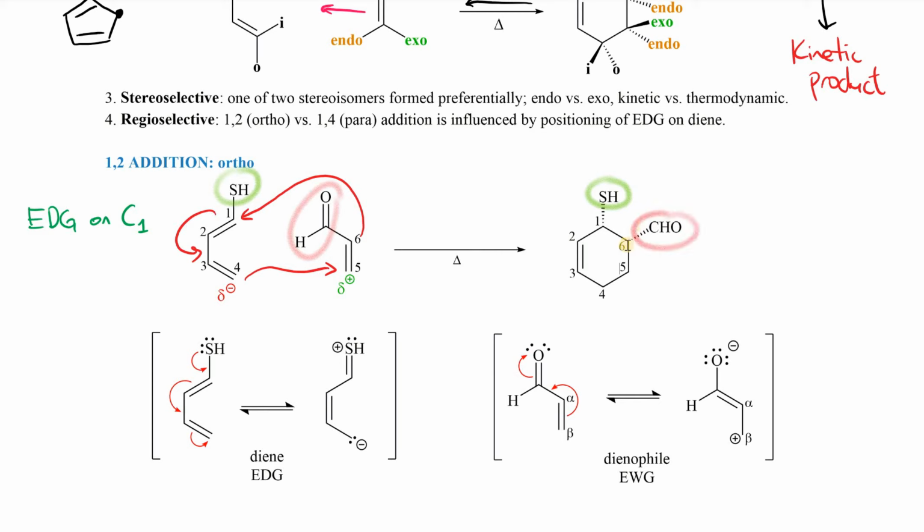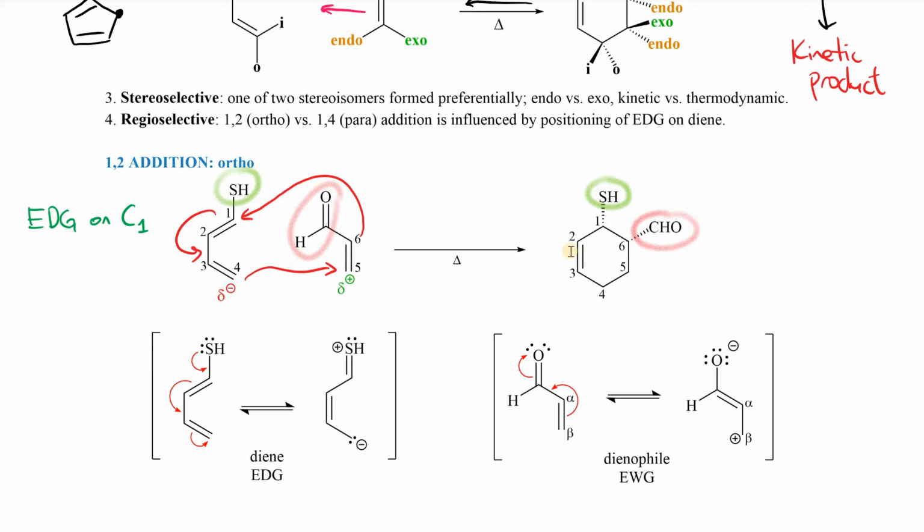In other words, on this ring, they are ortho. They are only separated by one carbon. So this is what we call the 1,2 addition, because they're directly adjacent to one another. You can imagine this is 1 and this is 2. Now this happens if we have the sulfhydryl bound to carbon 1.